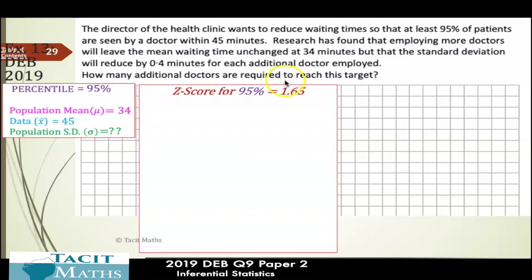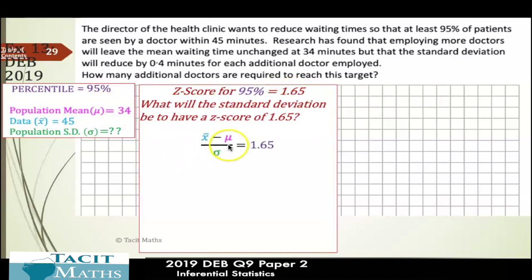So first thing we do anyway is, all right, what z-score gives us a percentile of 95%? So that's going to your log tables, looking for the z-score that corresponds to 95%, and it comes out roughly as 1.65. So now we sub all of these three things into the z-score formula, which is this, and we want to know what standard deviation gives us a z-score of 1.65. So this is our equation here. Okay, so now we just do a bit of cross multiplication, multiply across and divide by 1.65, and the standard deviation comes out as 6.67.